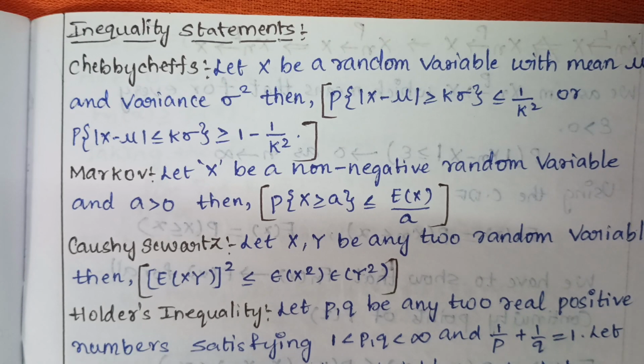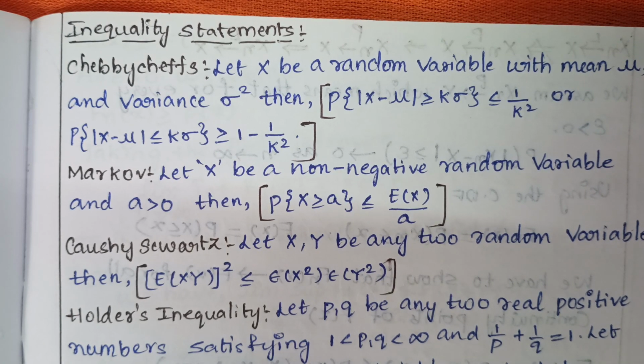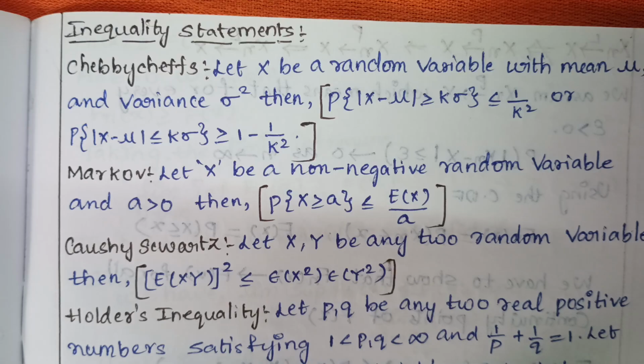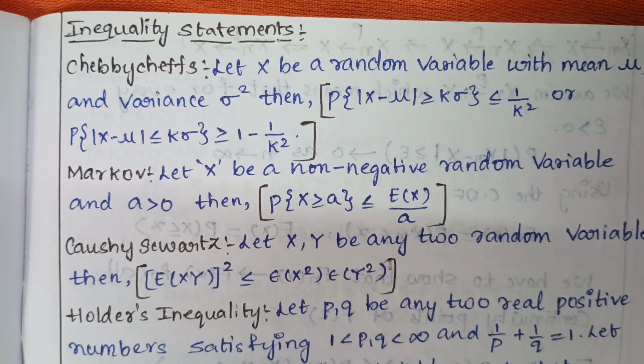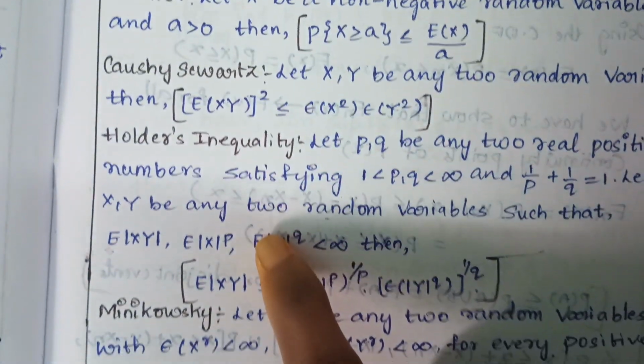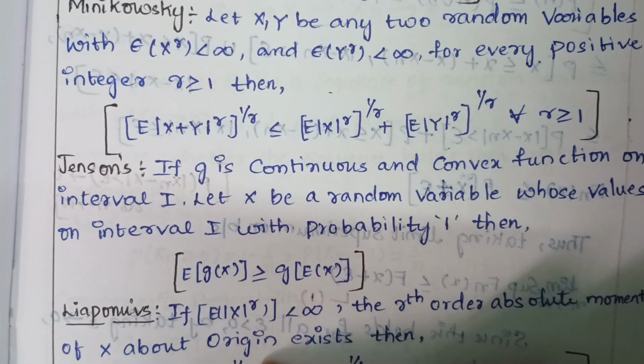In unit 2, we have the 7 inequalities, right? Without these inequalities, there will be no question paper. Listen properly. You have to learn the 7 inequalities. Without these inequalities, there has been no question paper till now. So please try to learn all of these: Chebyshev's, Markov, Cauchy's, Holder inequality, Minkowski and Jensen inequality, Lyapunov.